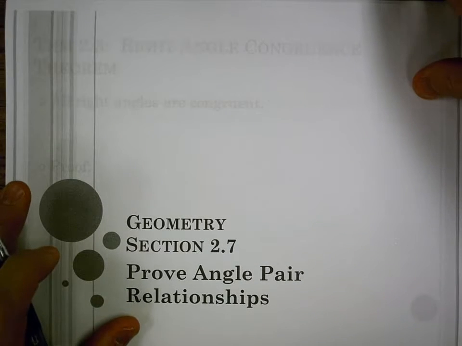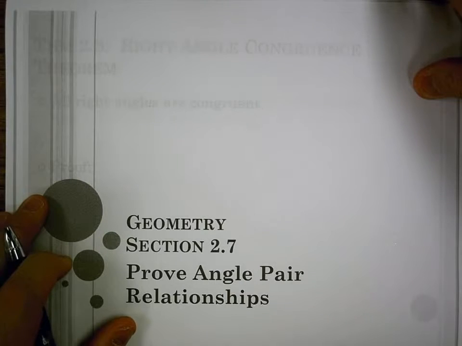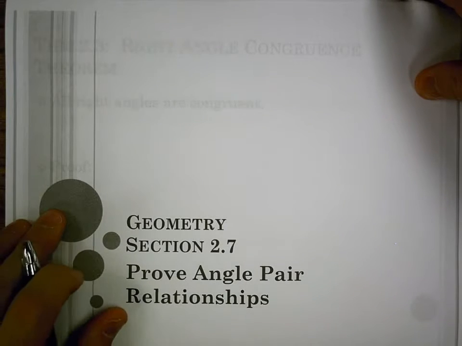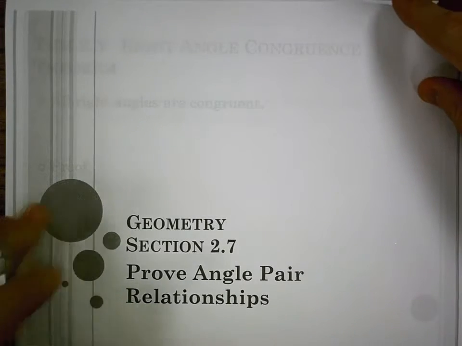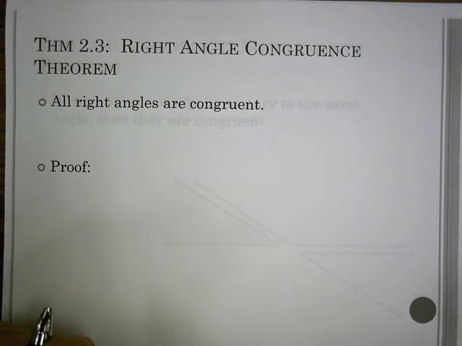In section 2.7, it's prove angle pair relationships. So we're going to look at some theorems and a postulate that are going to give us angle relationships that we can work with. So the focus is going to be proving the theorems that we have, getting more practice with proofs, and then we'll finish up with a couple of proofs as well.